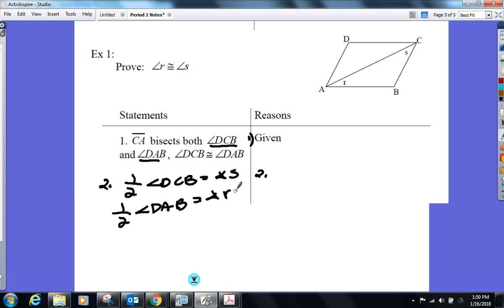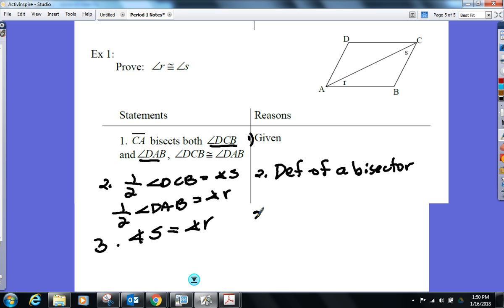And that's not by halves of equal quantities. I know angle S is a half of DCB and angle R is a half of DAB because they told me CA bisects. So this is going to be by definition of a bisector. Good. And now what happens when I take halves of two equal quantities? They are congruent or equal. Yep. And that's when I end up using halves of equal quantities are equal.